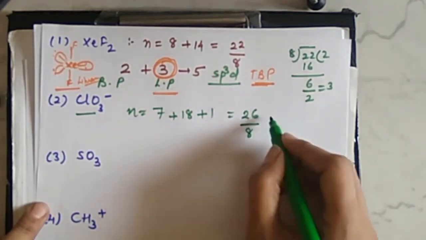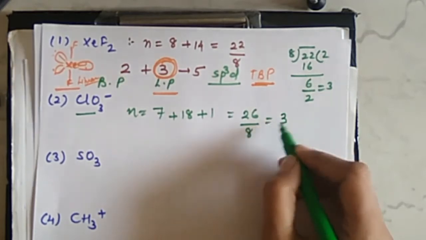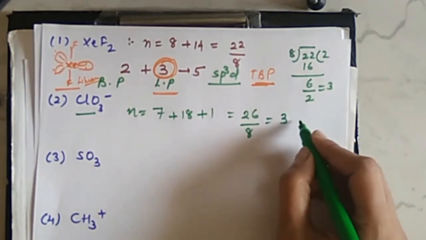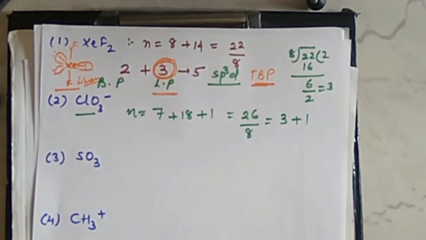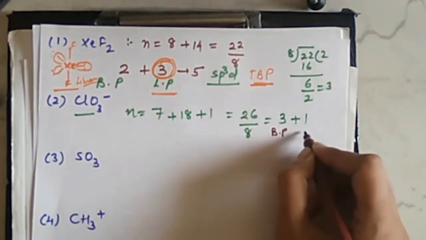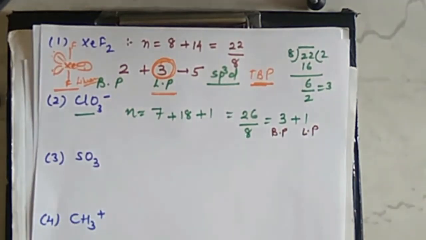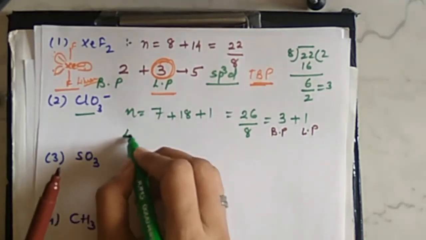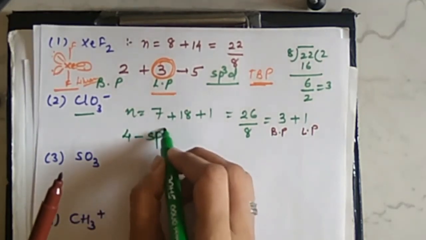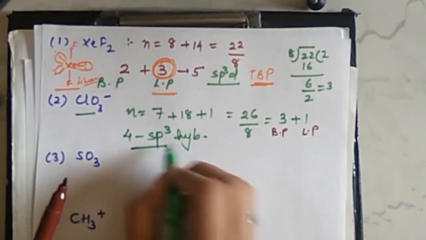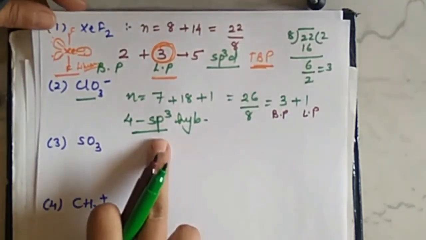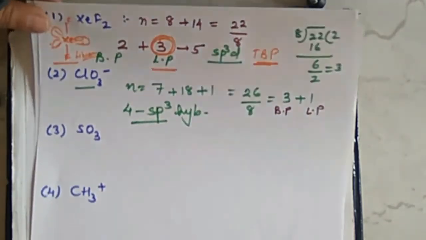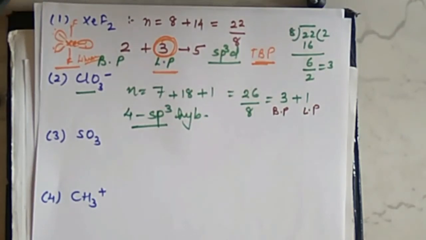26 divided by 8, so we get 8 3s are 24, remainder 2, and 2 divided by 2 will be 1. So 3 bond pairs and 1 lone pair, right? 3 plus 1 means 4, and it is again sp3 hybridization, but its shape will be a distorted one. Distorted geometry is obtained. It's not a regular tetrahedral geometry for ClO3 minus.